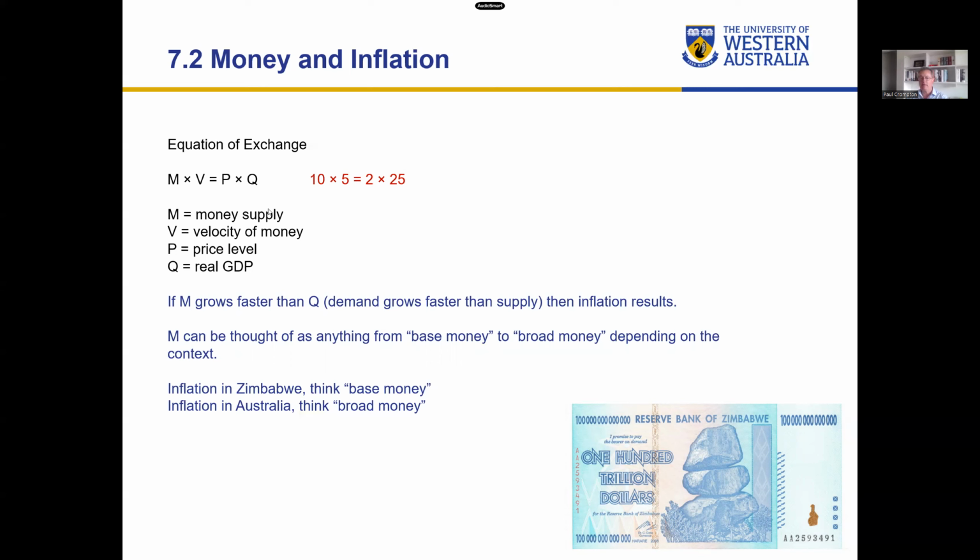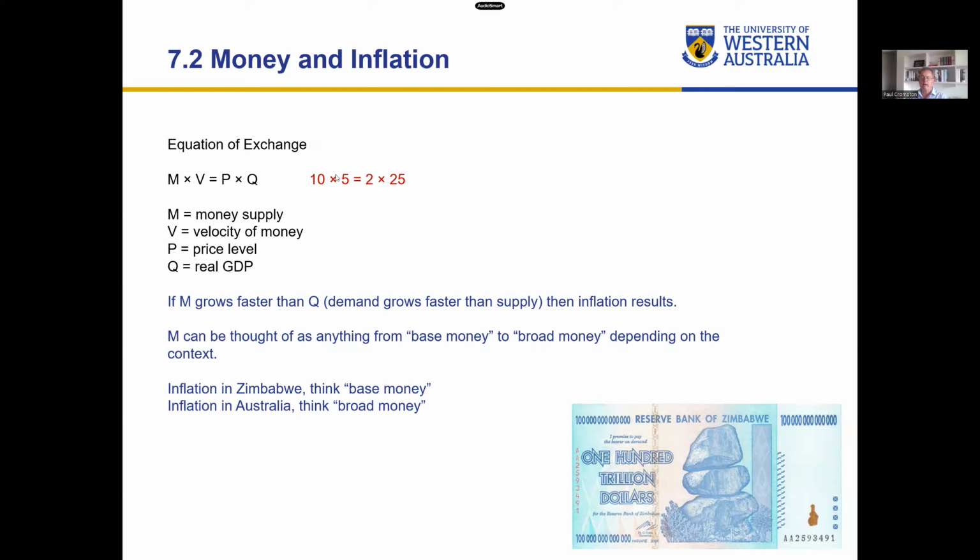At the same time, there's $10 of money in this economy. Now, of that $10, it might be $2 worth of currency and $8 worth of bank account deposits. It really doesn't matter what the breakup is between currency and bank account deposits of this $10. The key thing is velocity is the value that makes this equation hold. So in this simple example, velocity is 5.